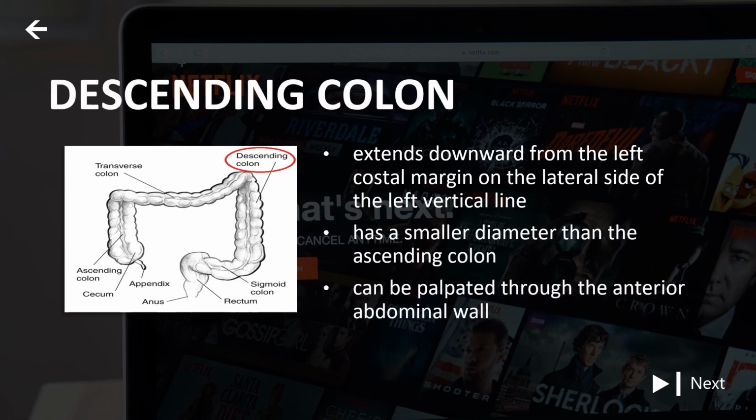Descending colon. The descending colon extends downward from the left costal margin on the lateral side of the left vertical line. In the left lower quadrant, it curves medially and downward to become continuous with the sigmoid colon. The descending colon has a smaller diameter than the ascending colon and can be palpated through the anterior abdominal wall.